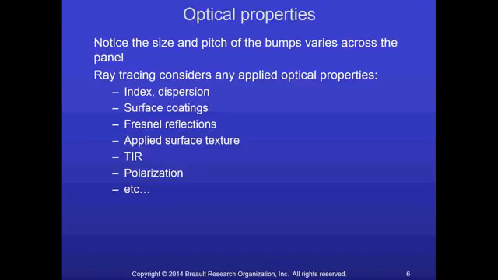Now, once you've applied optical properties, for instance, index of refraction, dispersion if you're concerned with, for instance, a white light source, which we are quite frequently, you can apply surface coatings. And if you have multiple faces, you can apply coatings on one face and not another, or different coatings on different faces. You can ask the simulation to take into account Fresnel reflections. You can also choose to use Monte Carlo simulations or not. Typically for illumination, we're going to use Monte Carlo. You can also apply surface texture.